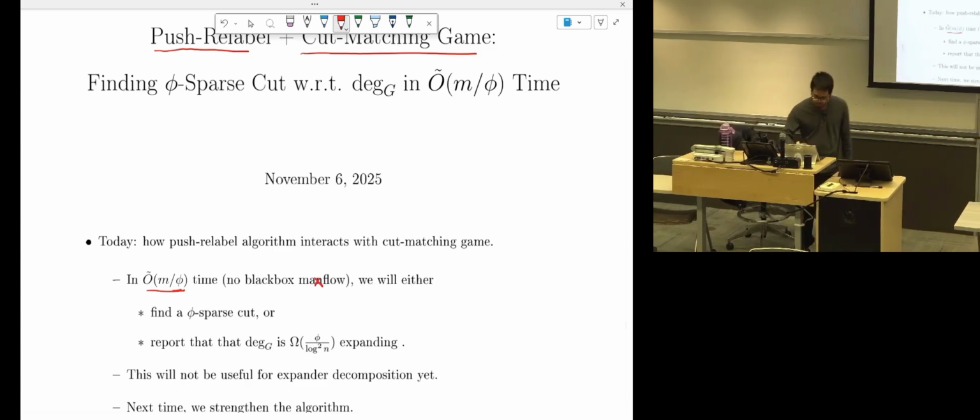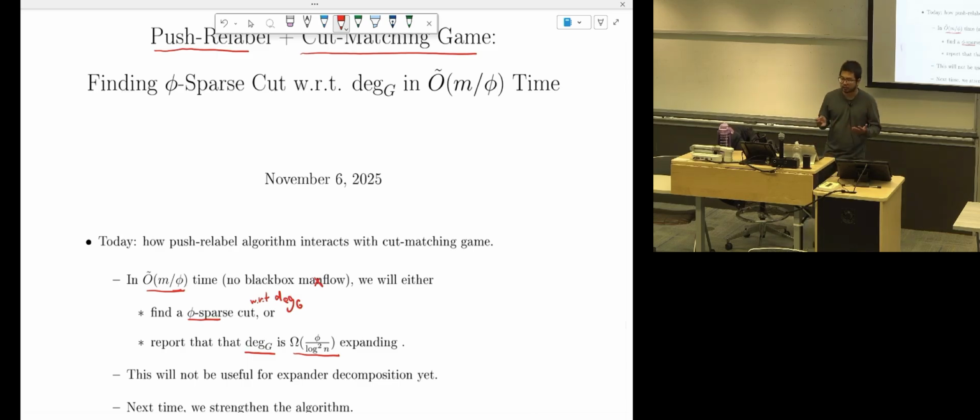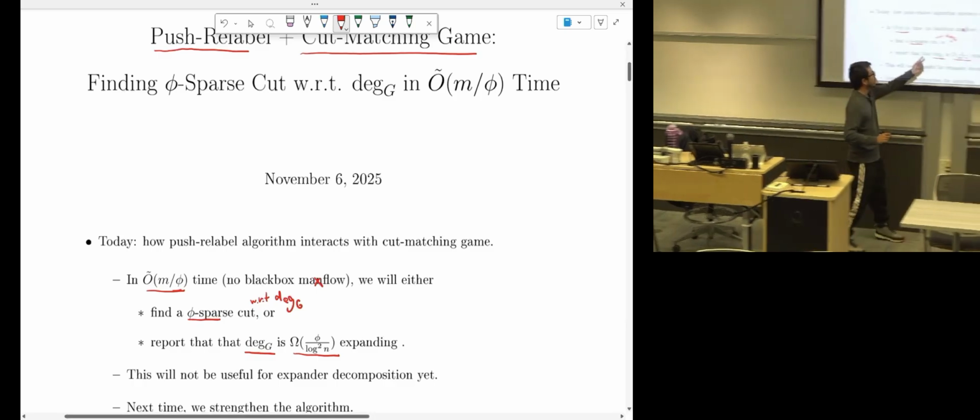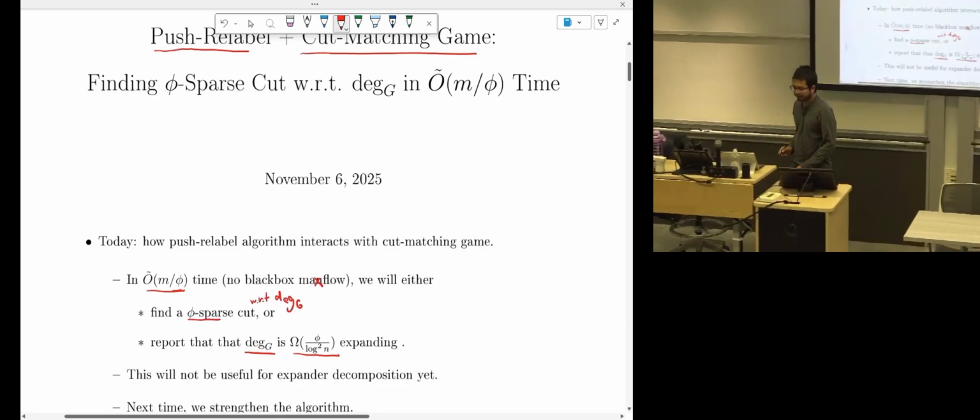So find an ε sparse cut, and this is sparse with respect to the degree node weighting, or report that the degree node weighting is ε/log² expanding. The point is to get something fast without black box. But when we get something fast without black box, we usually can only do it for degree node weighting.